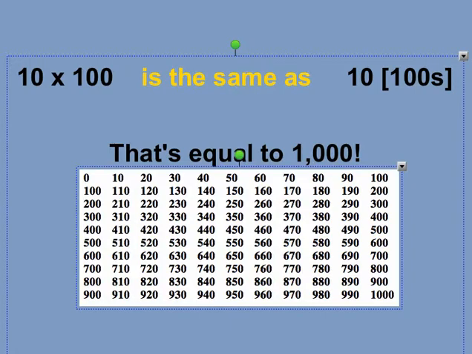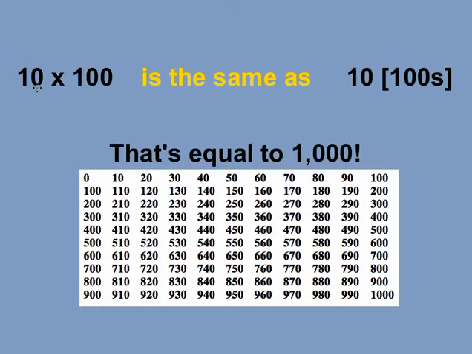Now I'm going to throw something else at you. If I have 10 times 100, it's the same as me saying I have 10 groups of 100s. And if I were to multiply that together, that would be equal to 1,000. You can see here I'm now counting by 100s on my number chart. Every row has 100, and I have 10 rows of 100, which would get me to 1,000.